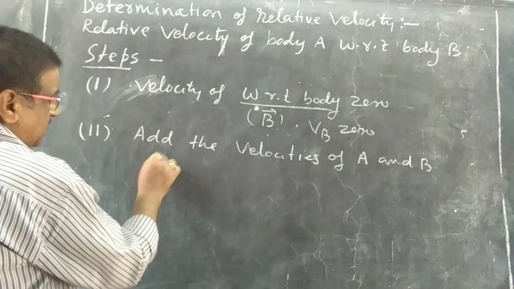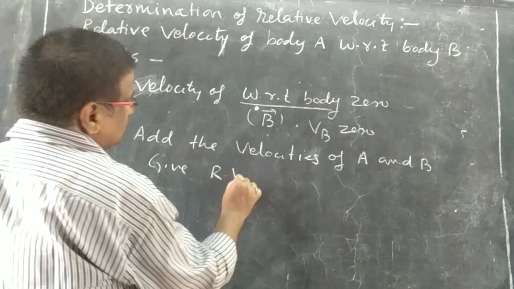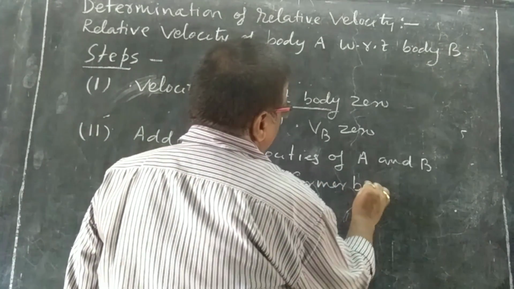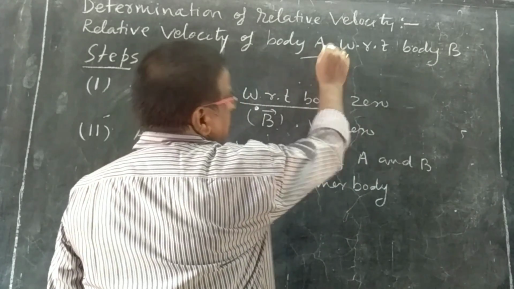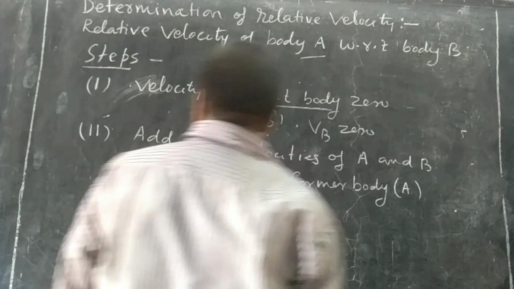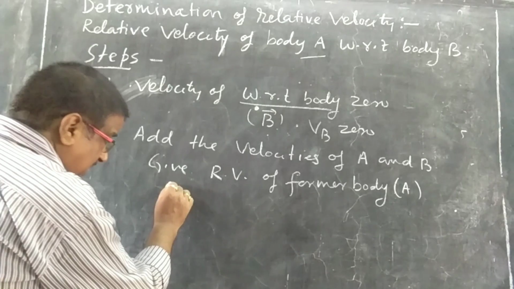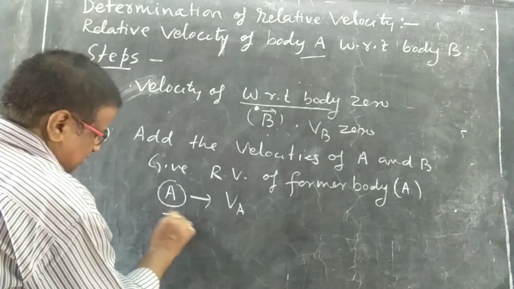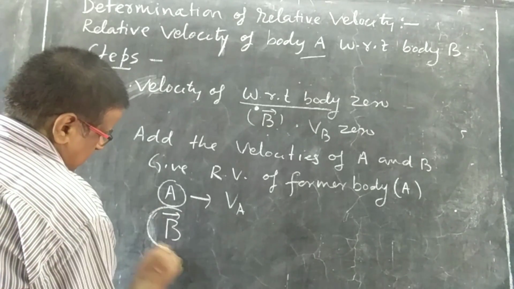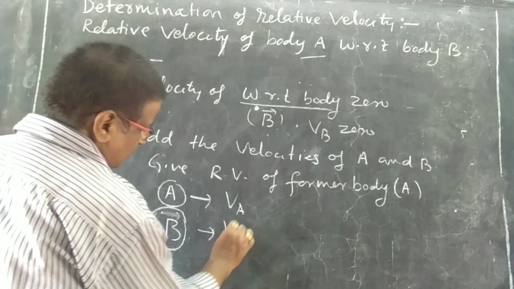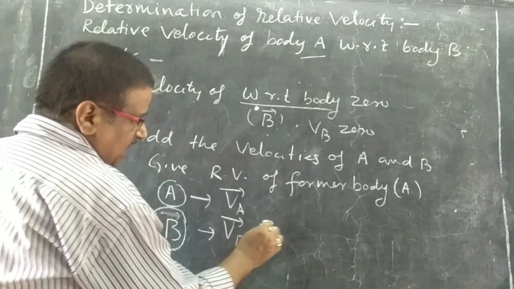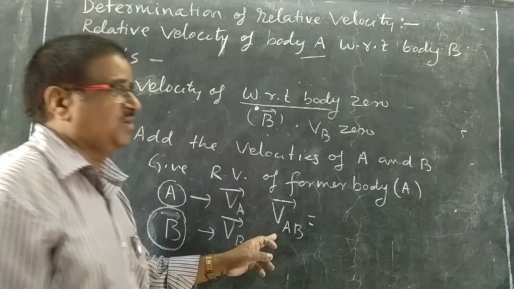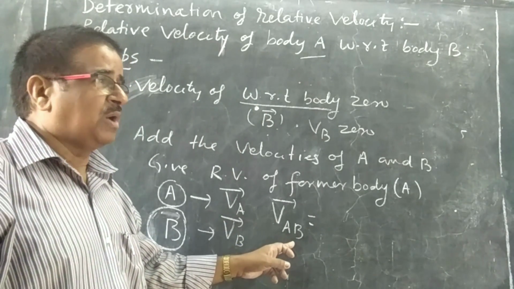That will give a relative velocity of the former body, here A. Former body means A. Body A has velocity VA and B has velocity VB. So we are going to calculate VAB. VAB is the relative velocity of A with respect to body B.